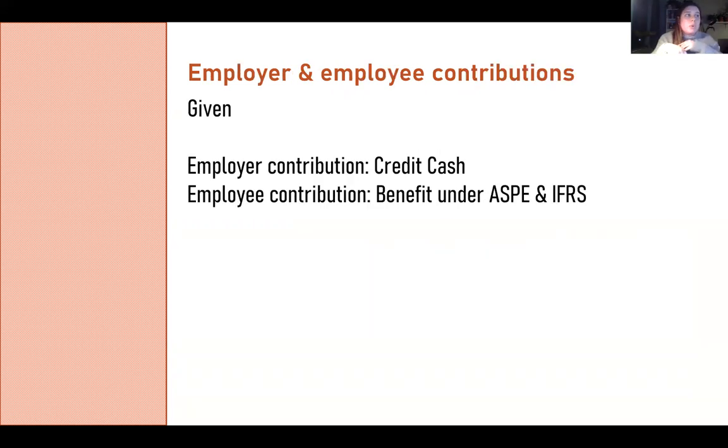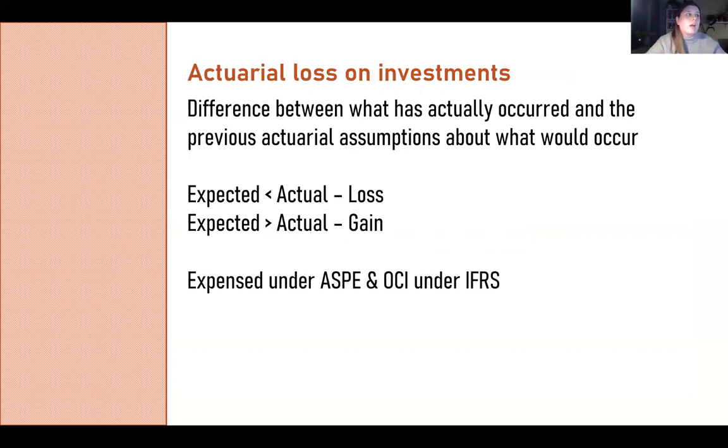Then you have the employer and employee contribution. Usually it's given. For the employer contribution, you credit cash because they're paying the cash. And for the employee contribution, you credit your expense under ASPE and IFRS. Your actuarial loss on investment is the difference between what has actually occurred and the previous actuarial assumptions about what would occur. So if your expected is smaller than the actual, it's a loss. And if the expected is greater than the actual, it's a gain. It's expense under ASPE, and it goes in other comprehensive income under IFRS.